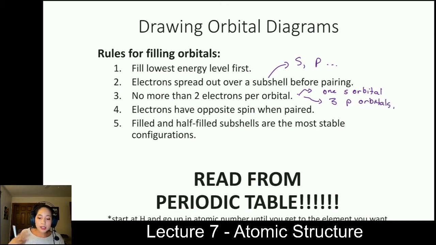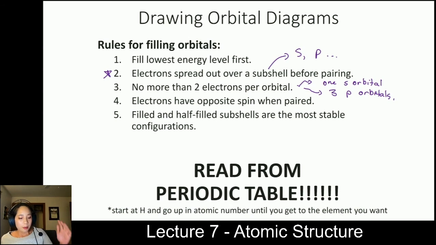Electrons will have opposite spins when paired, but again, remember step 2, electrons will spread out before pairing in a subshell. And then finally, filled and half-filled subshells are the most stable configurations, and that will be important at the end here when we talk about valence electrons. But thankfully, with drawing these diagrams, you just have to read it off the periodic table.